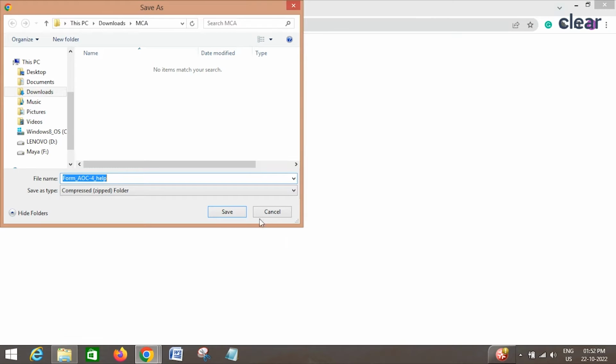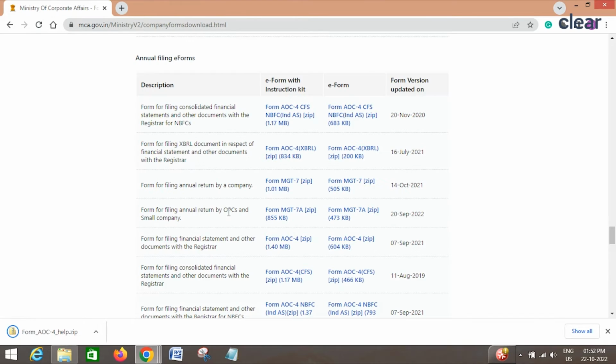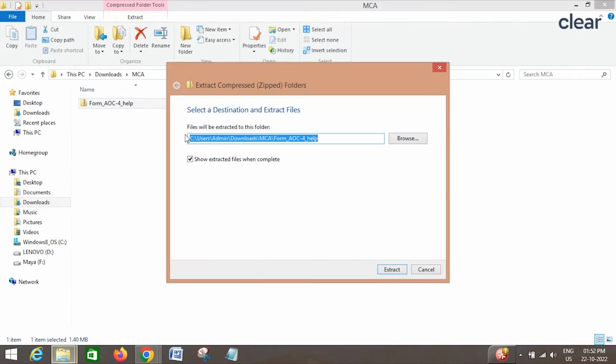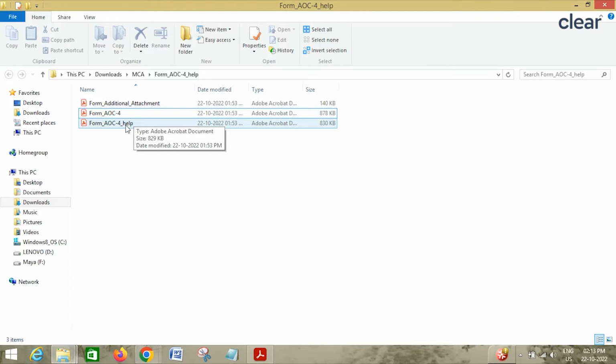Save the file on your system. The file will be downloaded as a zip file, so you need to extract all of its contents. The form AOC-4 help contains the instructions to file the form AOC-4. You can go through this form before filling the AOC-4 form. The form additional attachment is to attach additional documents along with your AOC-4 form. This is the form AOC-4. Click on it to fill and submit the AOC-4 form.